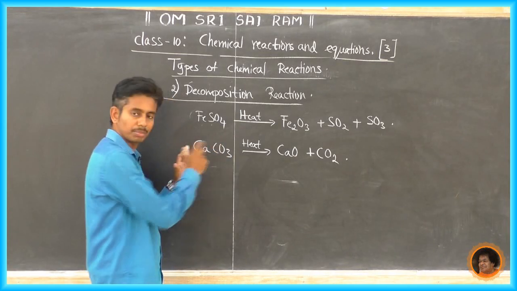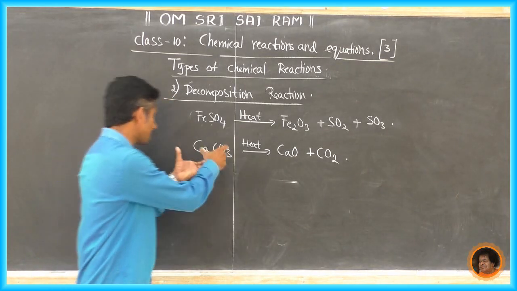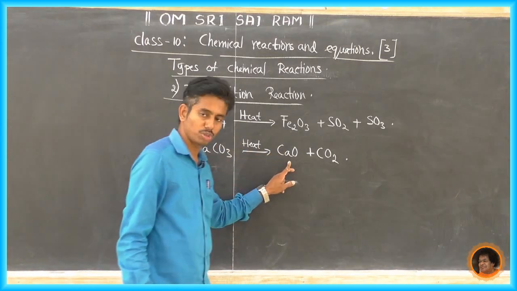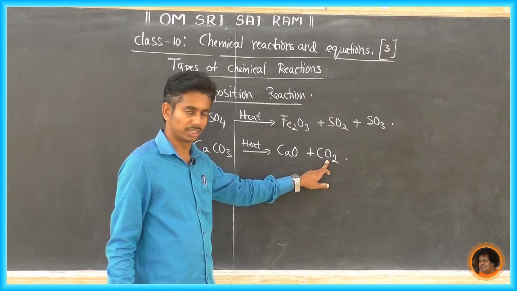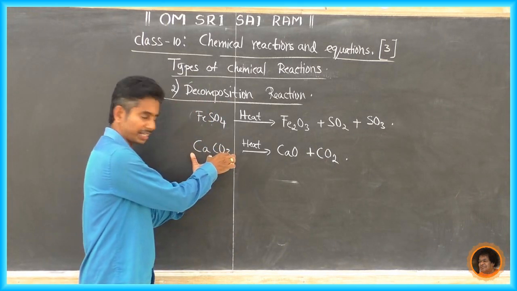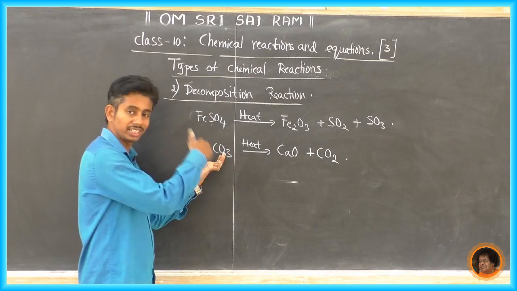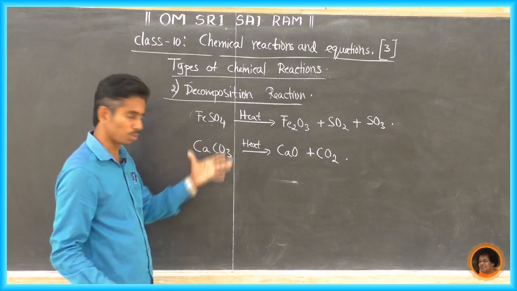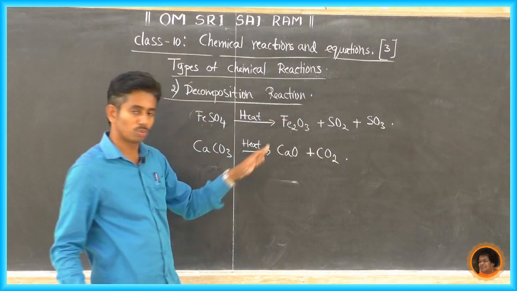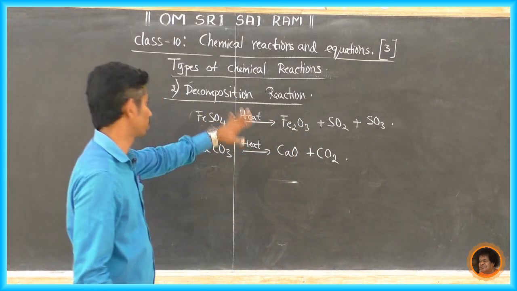Another reaction: calcium carbonate. If you heat calcium carbonate, it is decomposed into calcium oxide and carbon dioxide. This is also an example of decomposition. Why? Because a single reactant, a single substance, breaks up, or decomposes, to give more than one substance, more than one product. So it is a decomposition reaction.